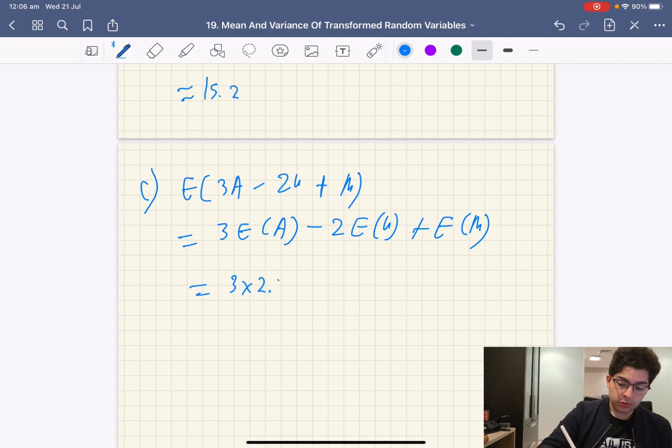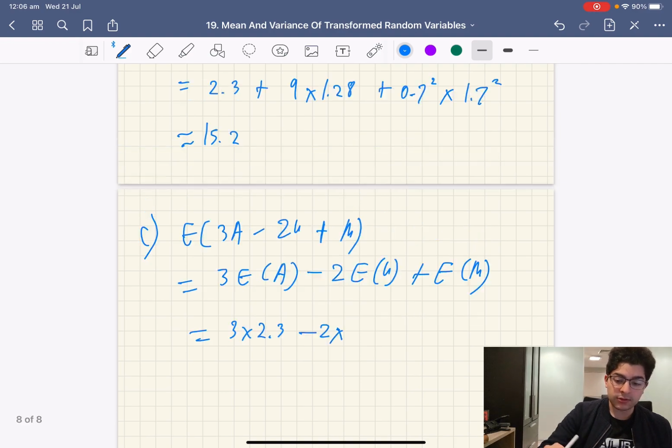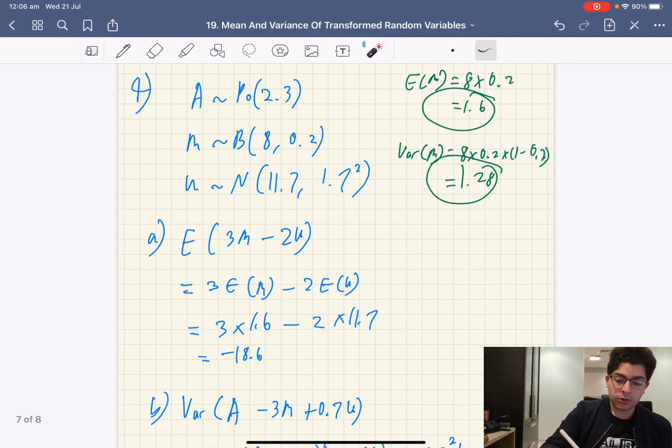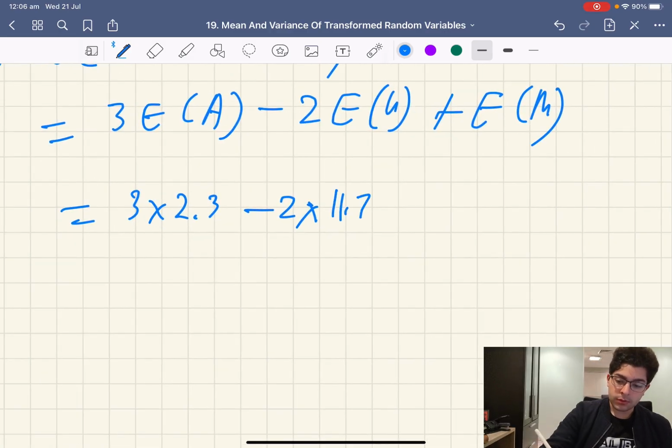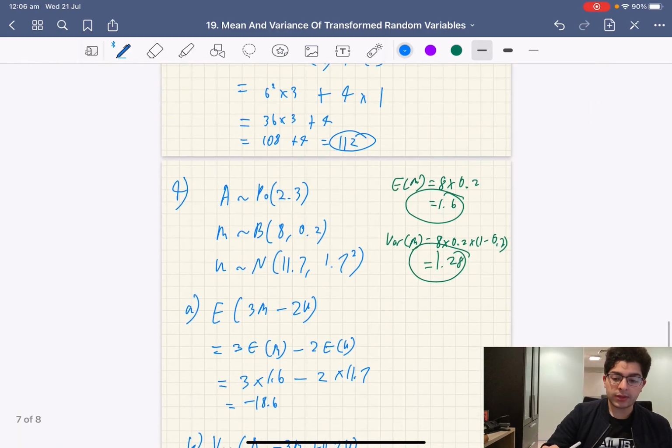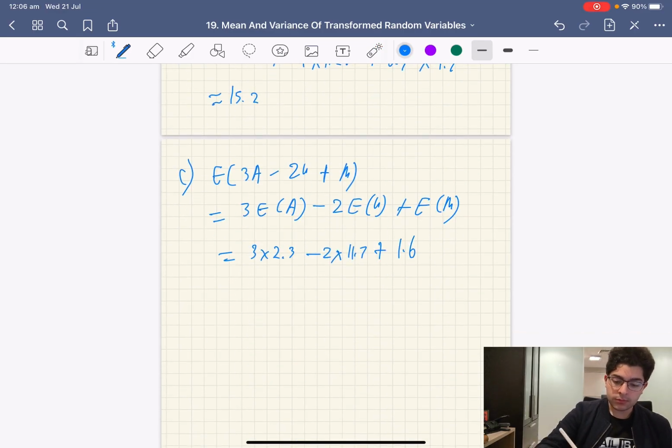So 3 times 2.3 minus 2 times E of U. Now we know U is distributed normally with mean 11.7 and variance this, so the mean is 11.7. So that's E of U. Plus E of M, and we worked that out already, that is 1.6. Putting that in your calculator: 3 times 2.3 minus 2 times 11.7 plus 1.6. You get minus 14.9. Exactly.